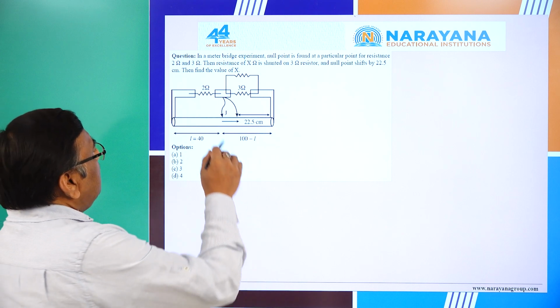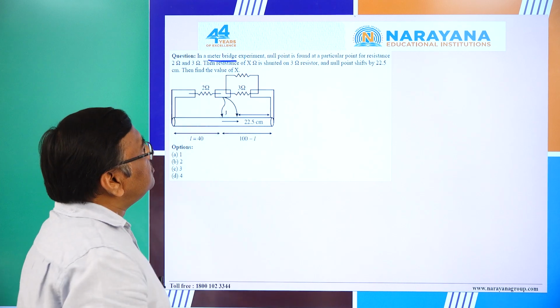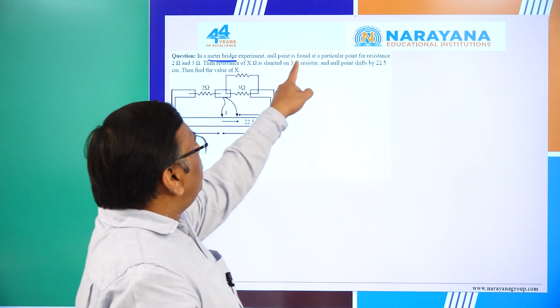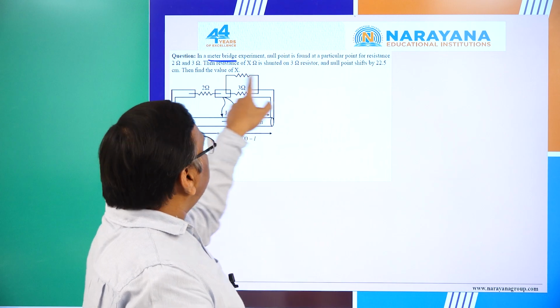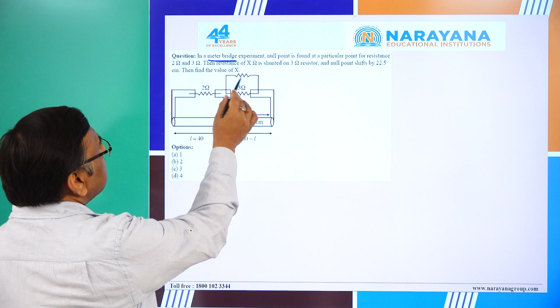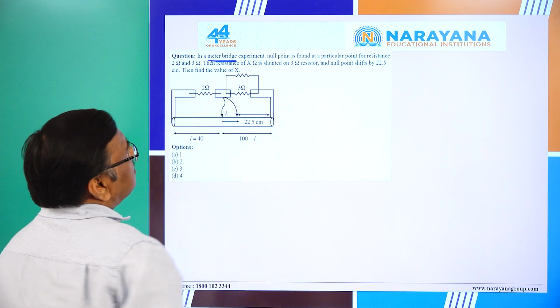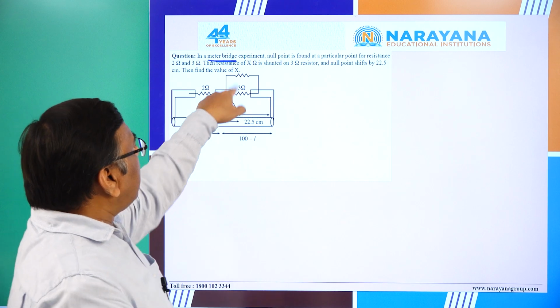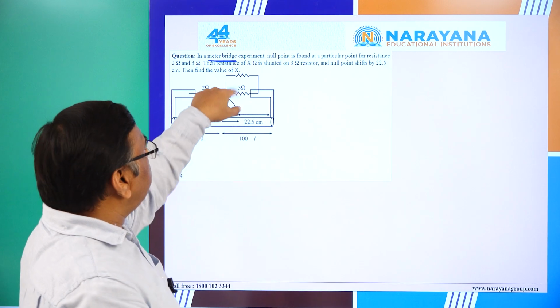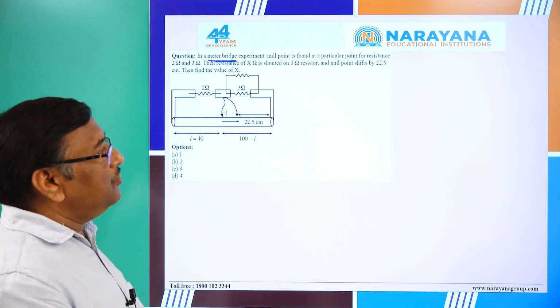Here in this question, you see, this question is from the meter bridge experiment. The null point is found at a particular point for resistances of 2 ohm and 3 ohm, as shown here. Then a resistance X ohm is shunted on 3 ohm, as shown here. Shunting is done in parallel with this 3 ohm, and the null point shifts by 22.5 centimeter.